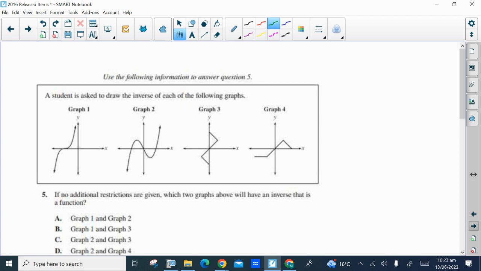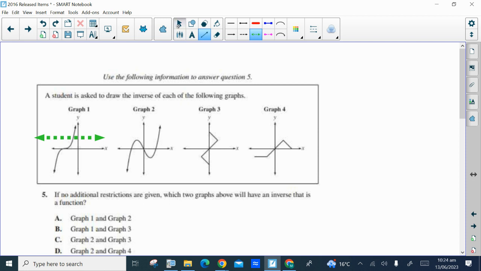So the next question, students are asked to draw the inverse of the following graphs. If no additional restrictions are given, which 2 graphs will have an inverse that is a function? So you might remember we use something called the horizontal line test on a function to see if the inverse will also be a function. We use the vertical line test on the original function to see if that is, but for the inverse, we use the horizontal line test. If a graph passes the horizontal line test, its inverse will pass the vertical line test.